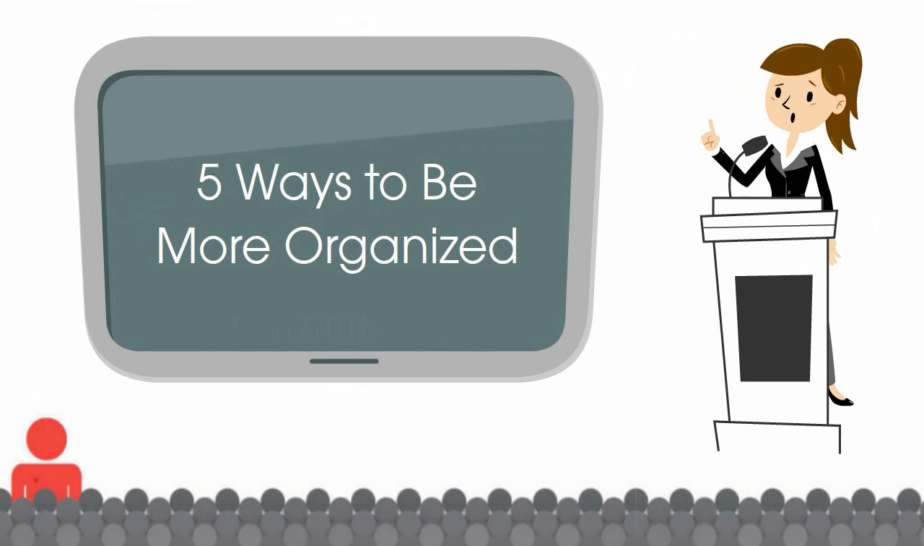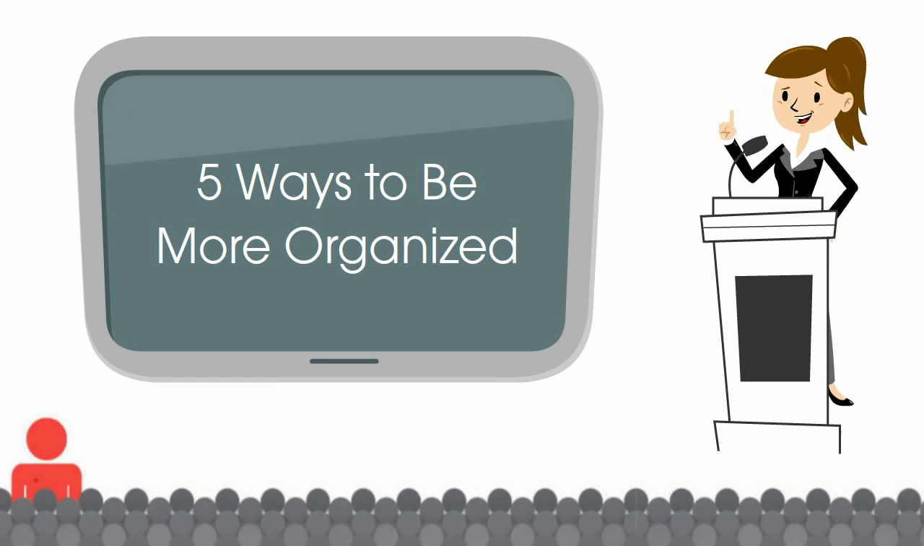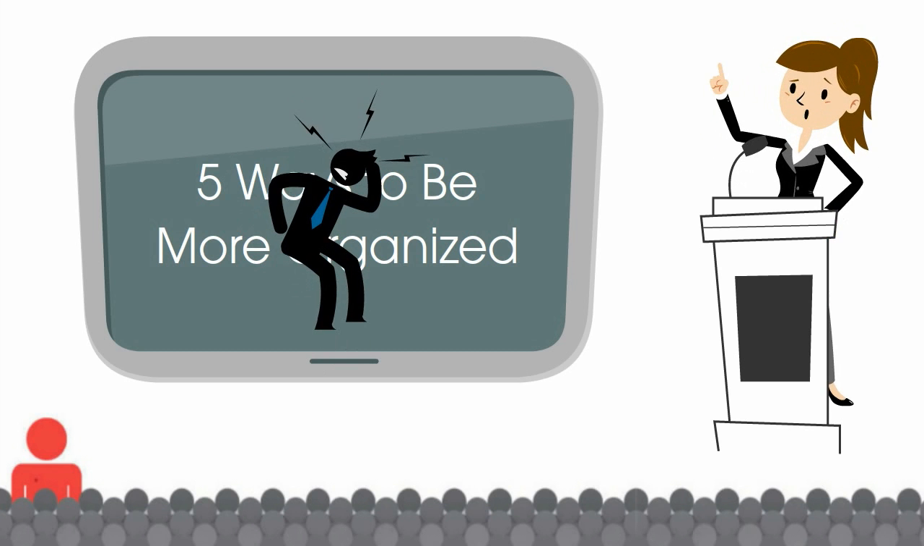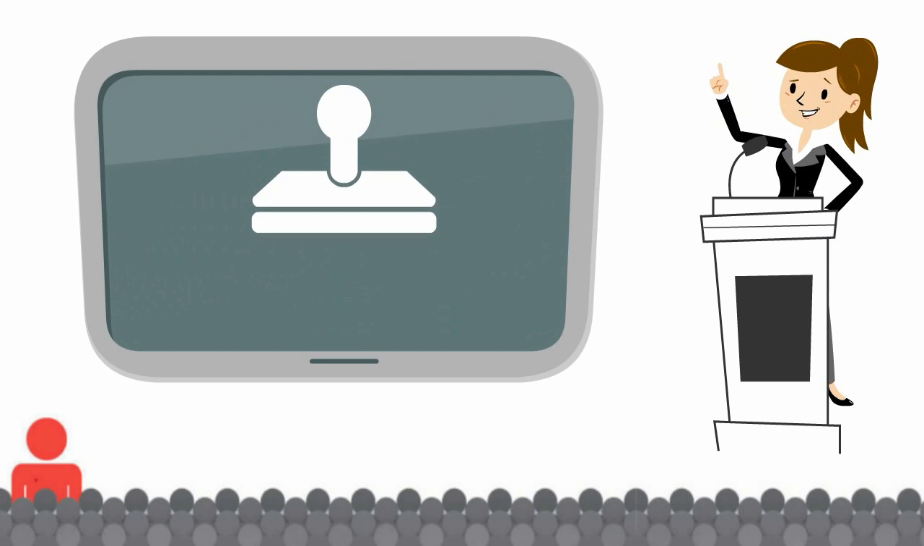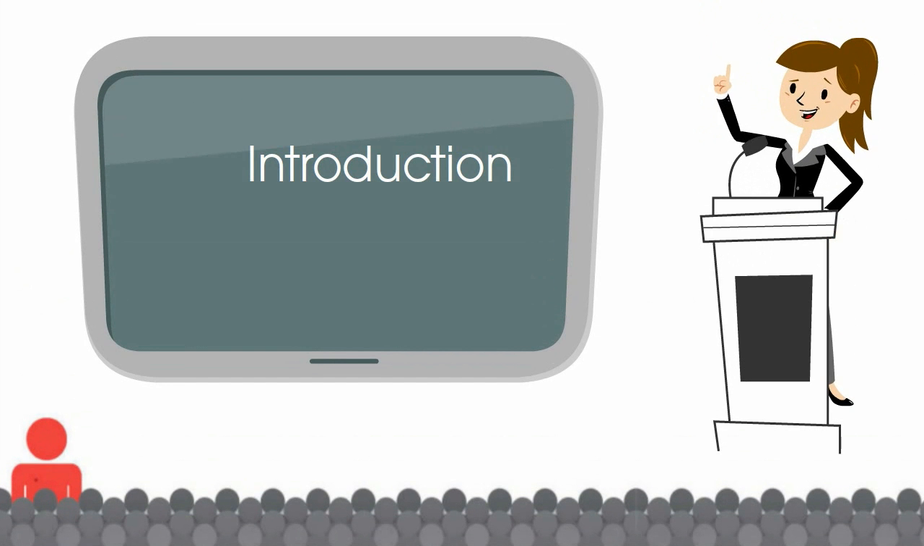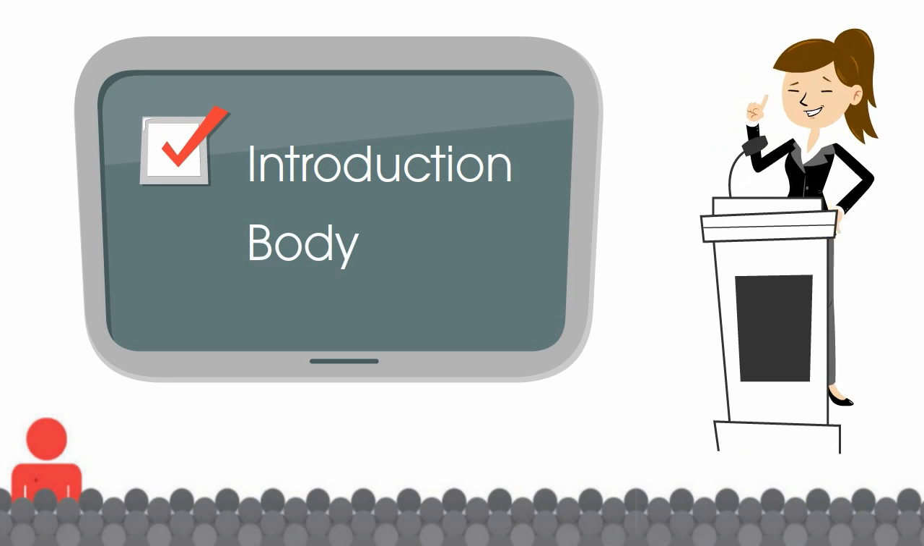For example, if you're going to give your audience 5 tips to be more organized, you may say something like, "Over the next 20 minutes, I'm going to share with you 5 ways you can be more organized so that you can reduce stress and accomplish more." Now that you've got your audience engaged and prepared for what you're going to talk about, you can transition to the body of your speech.